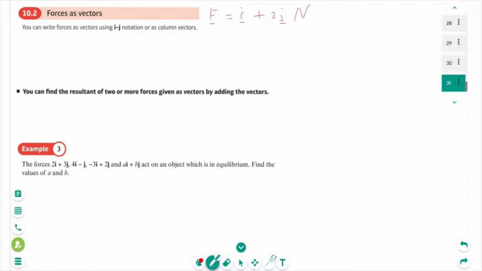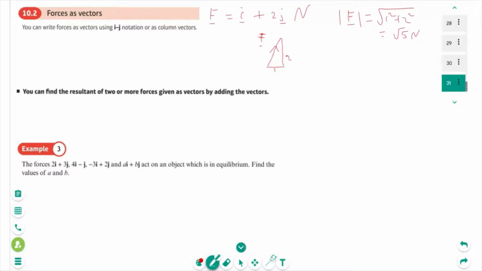So the first thing you can notice is that the magnitude of the force is 1 squared plus 2 squared, which is root 5 newtons. The direction of the force: it's moving 1 to the right and 2 up. So that's the direction of the force F. That's what a force vector does. It gives you the direction of the force, and you can also do Pythagoras to get the actual magnitude. So you've seen that idea before.